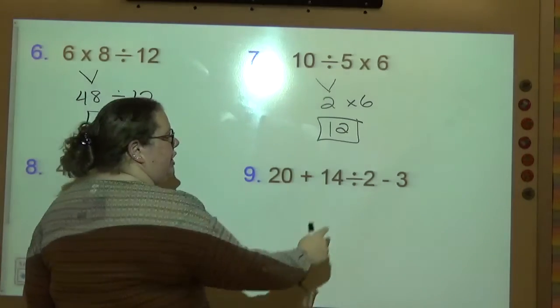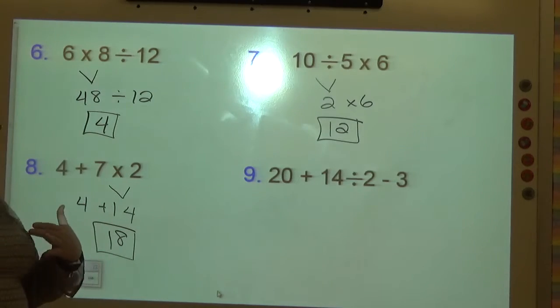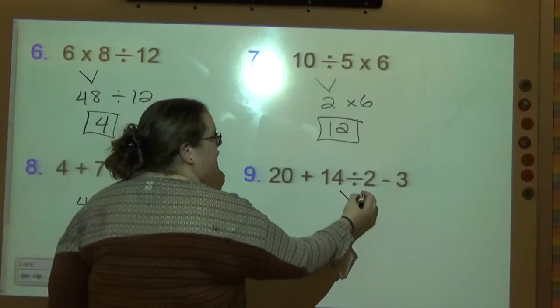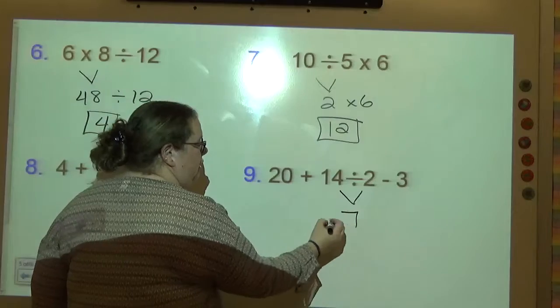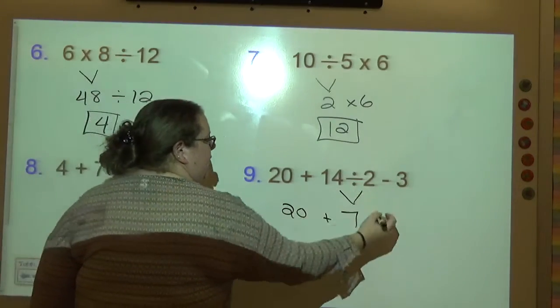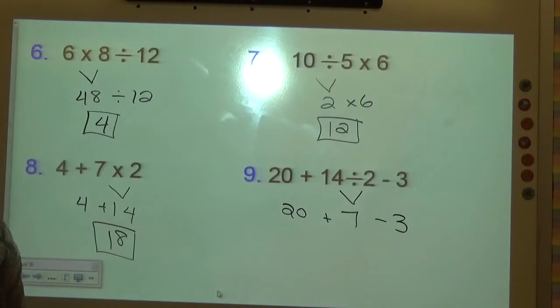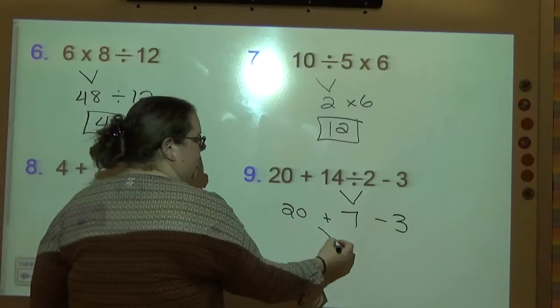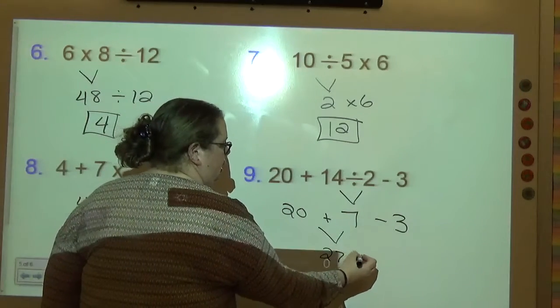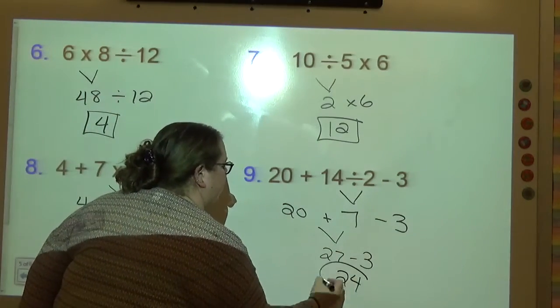14 divided by 2. Multiply and divide first, then we add and subtract. 14 divided by 2 is 7. Bring down that 20. Bring down that 3. Now all we have left is adding and subtracting, so we're going to go left to right. 20 and 7 is 27. Minus 3 is 24. And we're done.